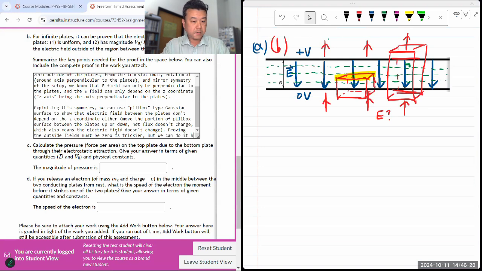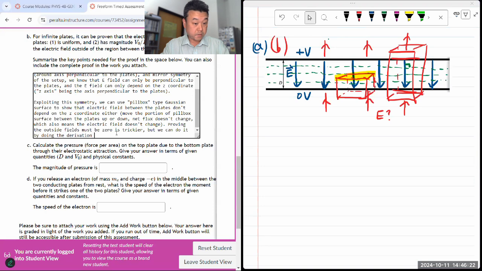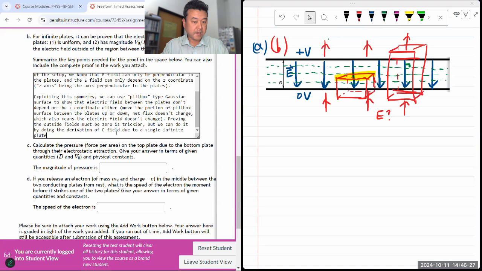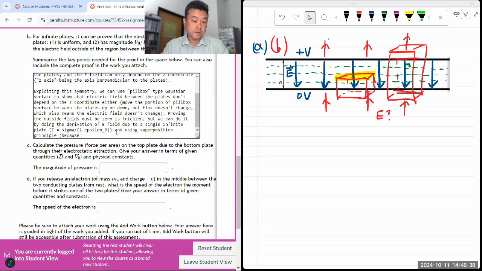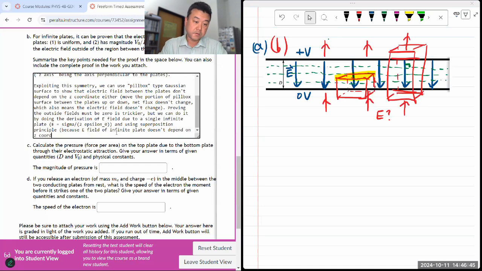we can do it by doing the derivation of the E field due to a single infinite plate. E is equal to sigma over 2 epsilon naught. That's a formula you can prove, and using the superposition principle, because the E field of an infinite plate doesn't depend on the coordinate, the fields outside the plate exactly cancel.